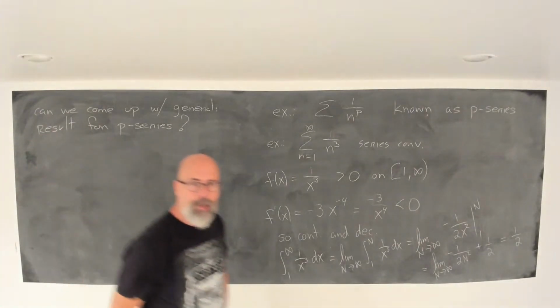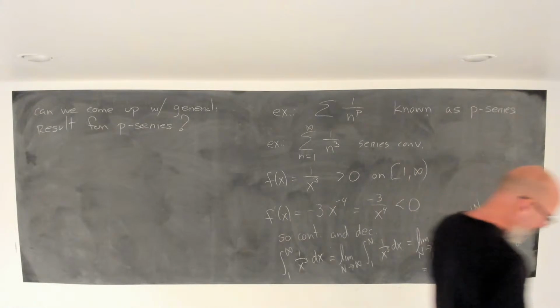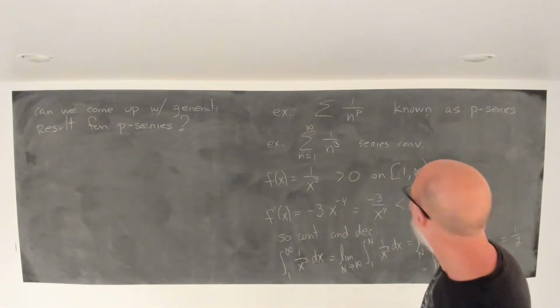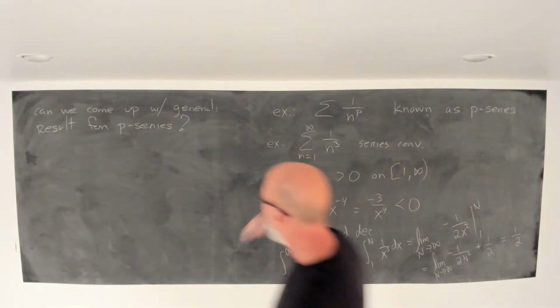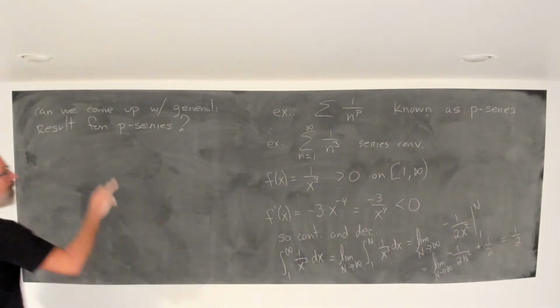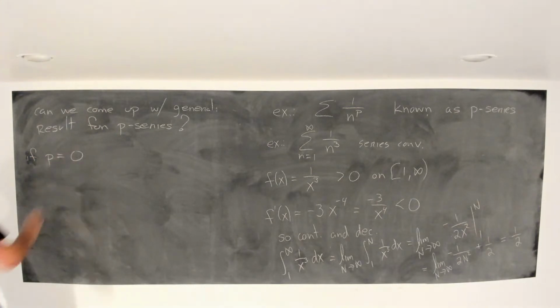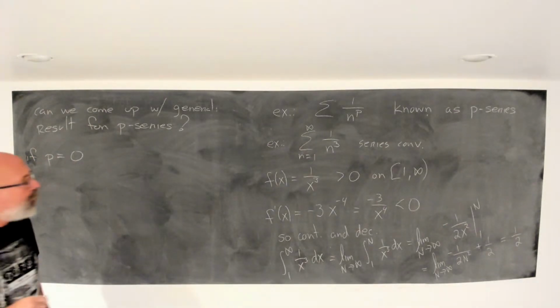Can we come up with a general result for p series? Let's do it. Observe that. What are we going to observe? Let's look at p equal to 0.